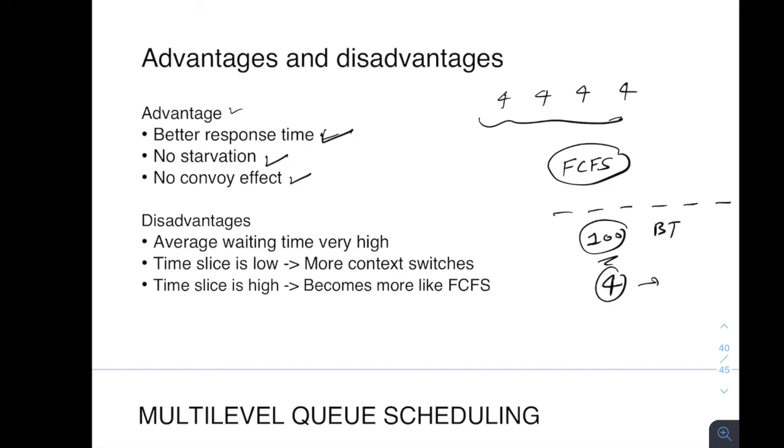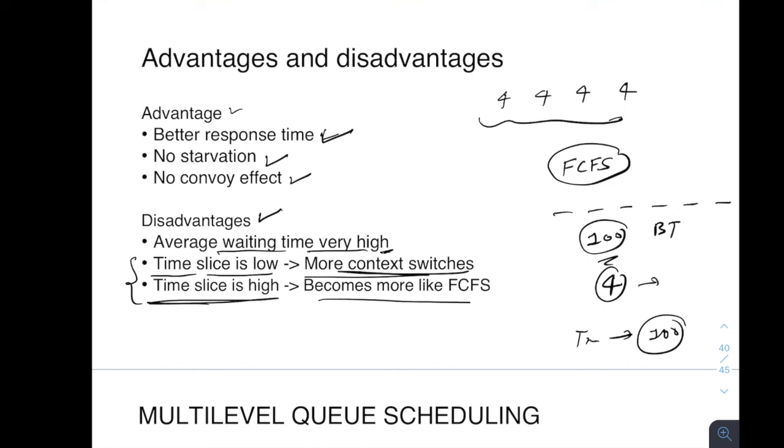Disadvantage is that the convoy effect can be there if the time slice is quite high. If the time slice is, let's say, 100 itself, then the convoy effect may be there. Another disadvantage is that average waiting time is very high here, because everybody gets 4, 4, 4 in each round, so all the processes keep on waiting in the ready queue most of the time. There is also an issue: if you keep the time quantum very low, then there will be frequent context switches, and a context switch itself takes some time. And if the time slice is high, then it will almost become like FCFS.